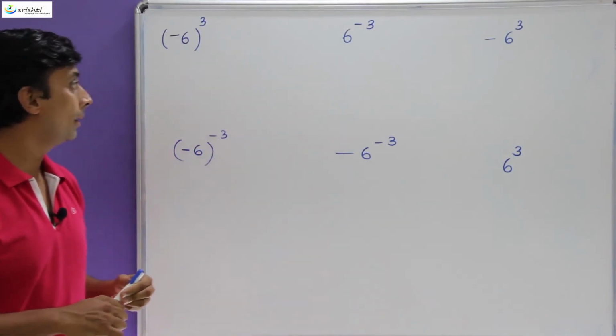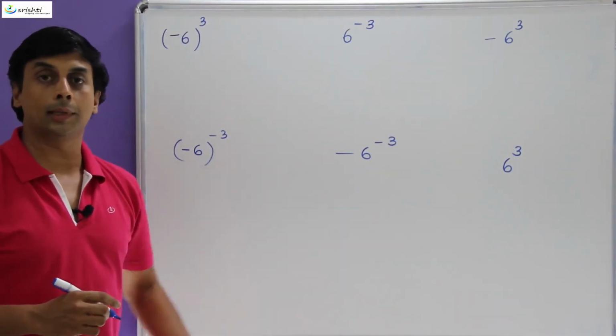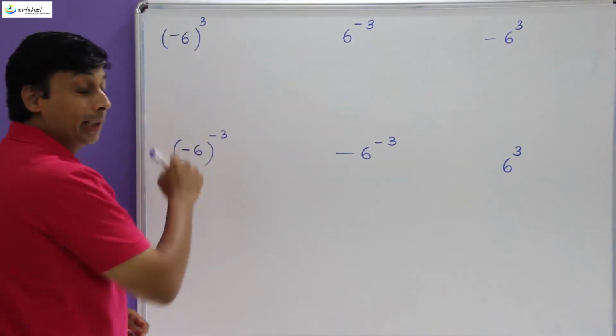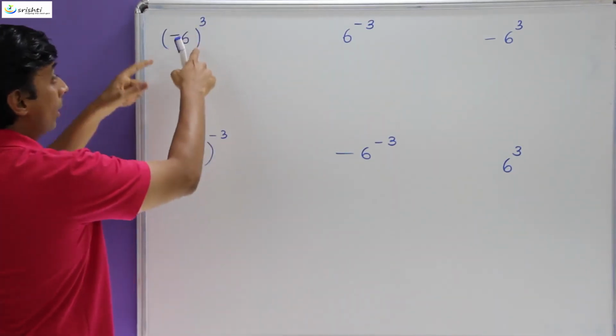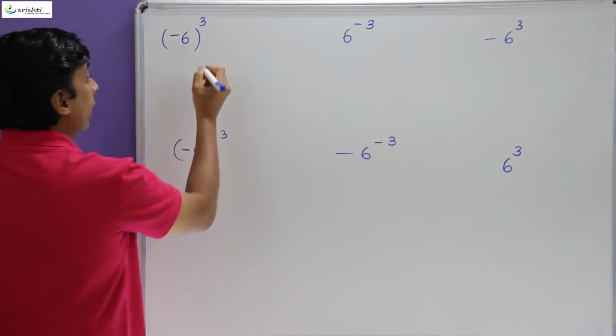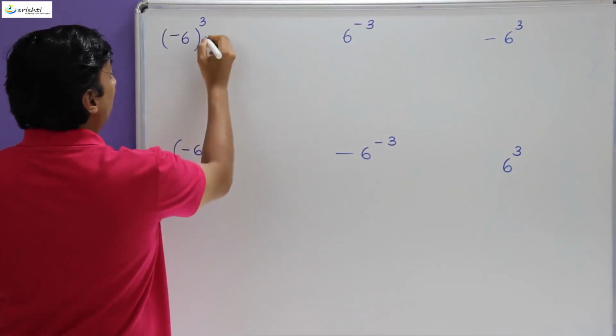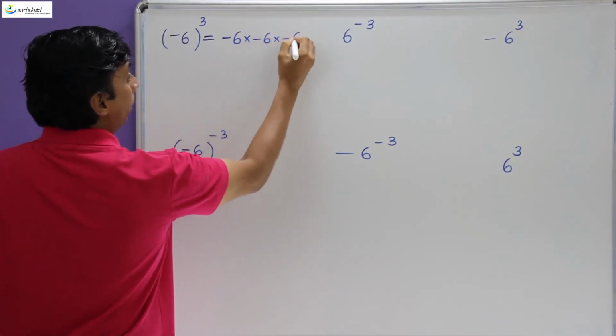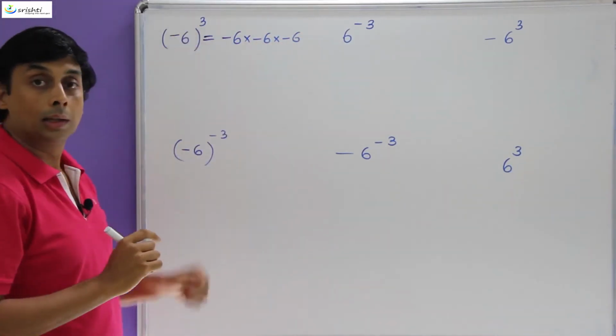So now let's take some examples and apply the concepts that we learnt in the previous segment. What do you think is minus 6 the whole raised to 3? There's a bracket here, so minus 6 whole raised to 3 would mean minus 6 multiplied with minus 6 multiplied with minus 6, 3 times because the power is 3.